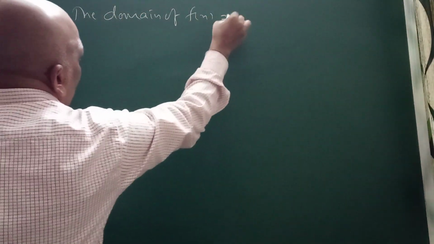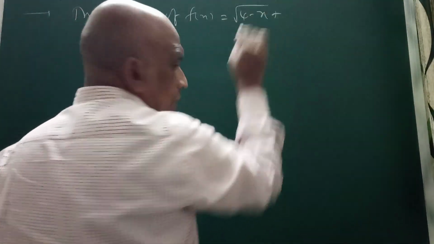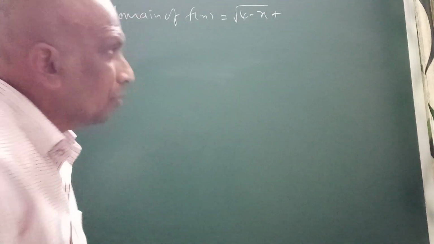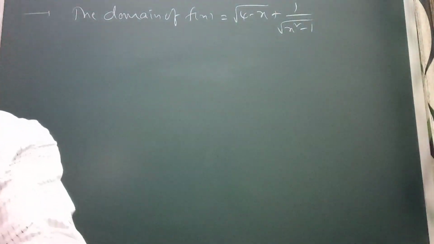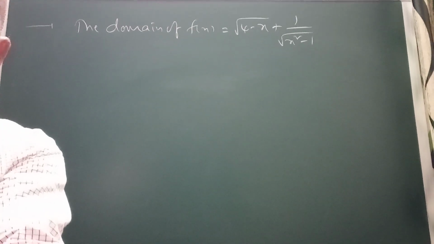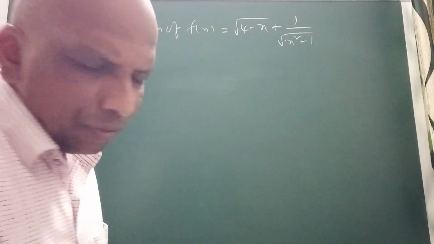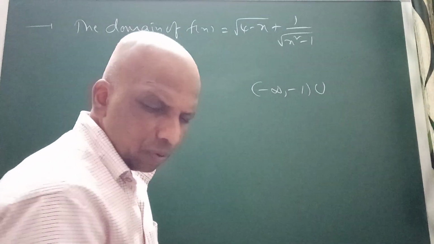The domain of the function f defined by f of x equal to root of 4 minus x plus root of 4 minus x plus 1 over root of x square minus 1. This is the domain. So minus infinity to minus 1 union 1 to 4.